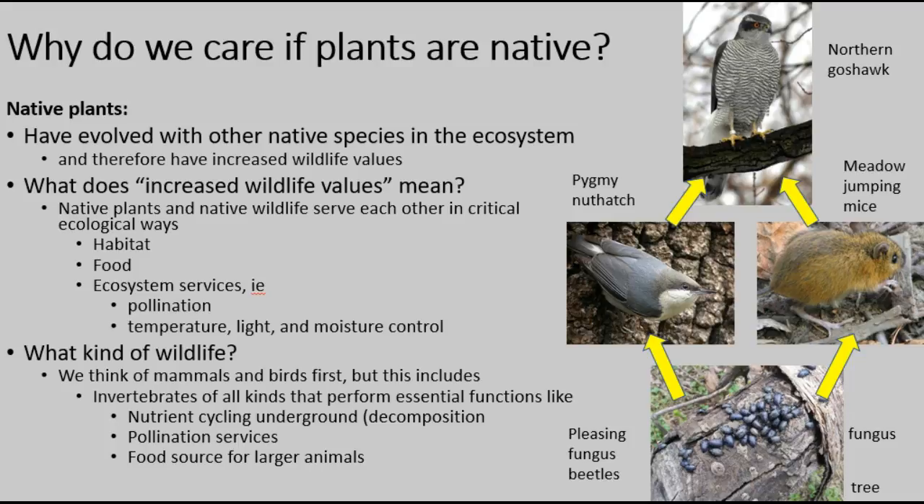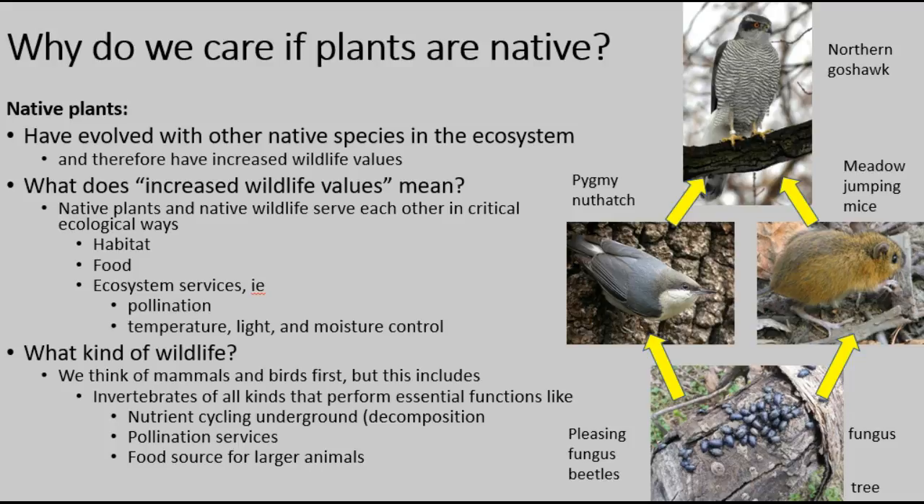If we have animals and they rely on plant species and invertebrates to survive, then in that way the native plants and wildlife are serving each other in critical ecological ways. They're relying on each other for habitat, for food, and for ecosystem services. So pollination is a really simple one. A lot of plant species require a pollinator, an invertebrate, to complete their sexual reproduction process.